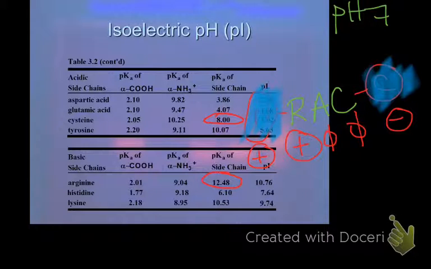So now we just add this all up. We have 2 pluses and 1 minus, so overall this has got a +1 charge. So that would be the answer for this peptide at pH 7.